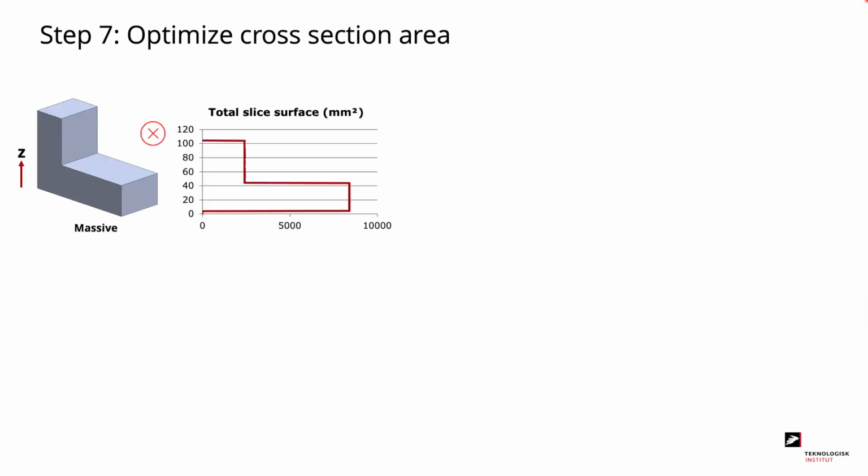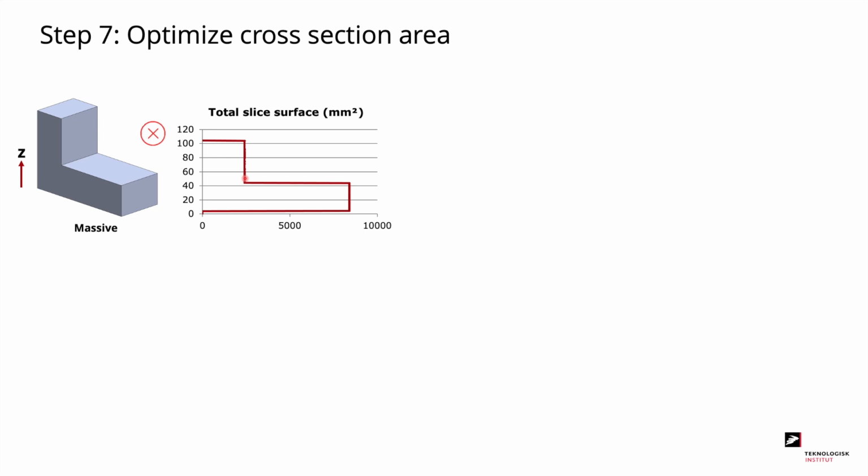Next, we need to look at how we can optimize the cross-section area of the printed part, since this has a huge impact on the quality that we end up with. Here's an example of a large block where we've defined a C direction. That means that we'll print a lot to begin with, but we'll also have some big leaps in the printing process in terms of how much we'll be printing in each layer.